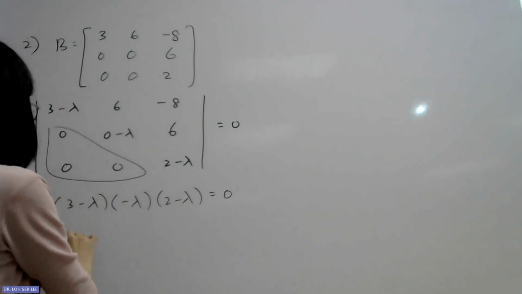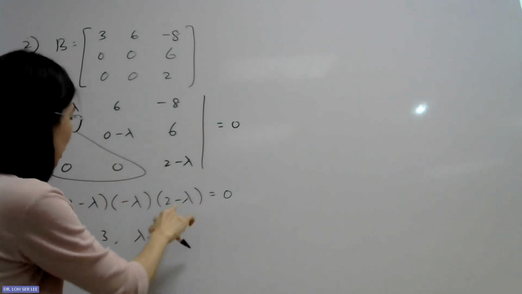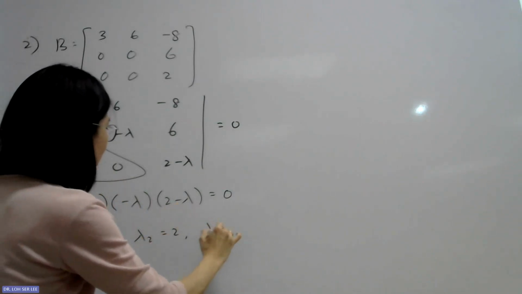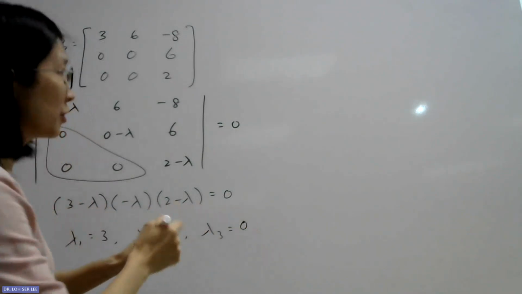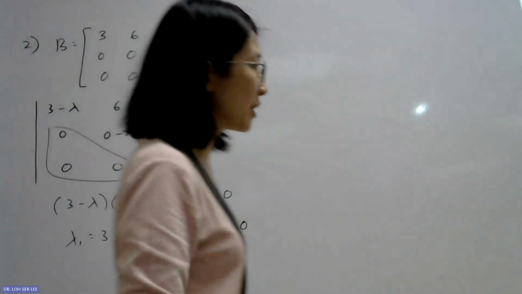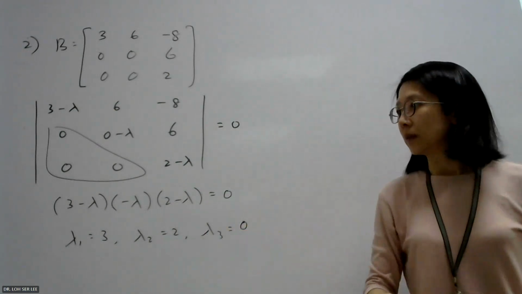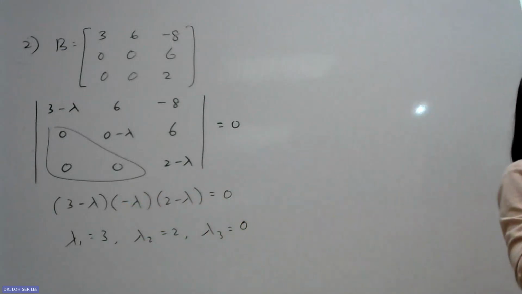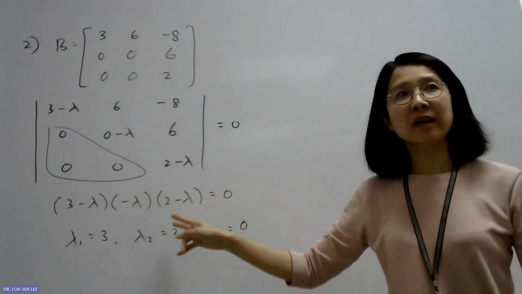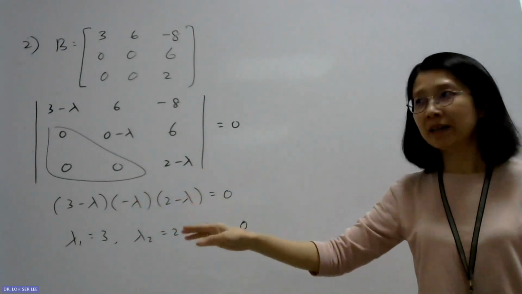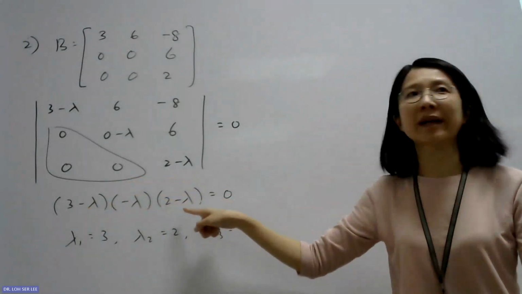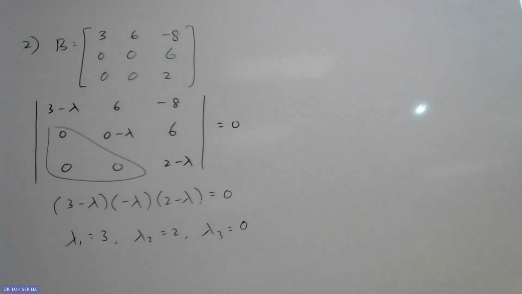So lambda 1 is 3, lambda 2, I use this one, 2, lambda 3, I use this, 0. I want to follow the sequence of the slide so that you won't get confused when you compare your answer. Okay, 3, 2, 0. This one, you don't have to expand. You expand, then you simplify, then you factorize to get this back again. Right? So just from here, get your eigenvalues, proceed to your eigenvectors.